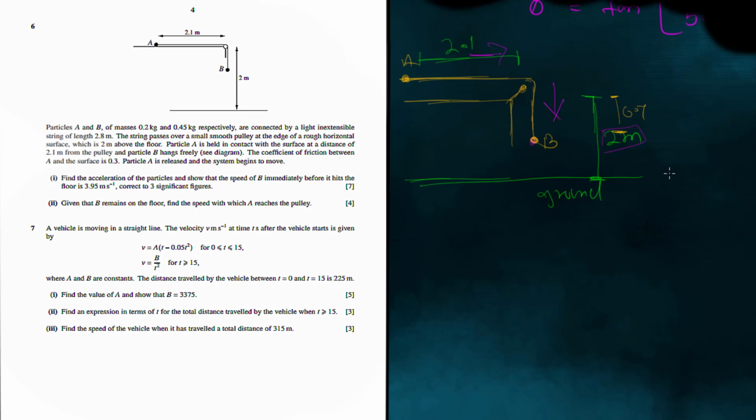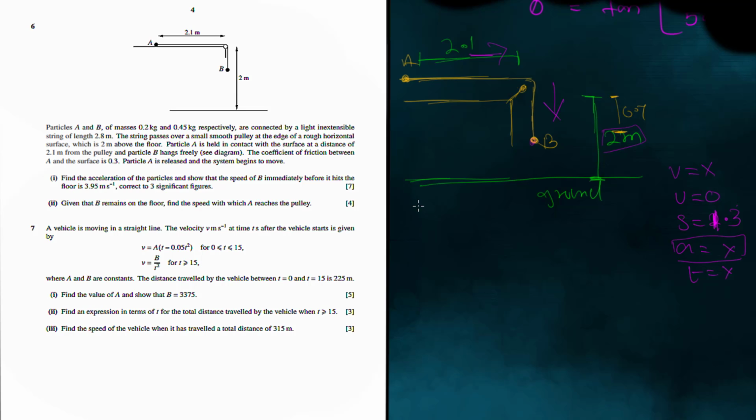But the question is, what details do we have? Do we have final velocity? No. Do we have initial velocity? Yes, which is 0. Do we have distance? Yes, which is 1.3. 2 minus 0.7 is 1.3. Do we have acceleration? No. Do we have time? No. You can't solve a SUVAT equation with only 2 of the 5 variables. You need to have at least 3. We can find the third one.